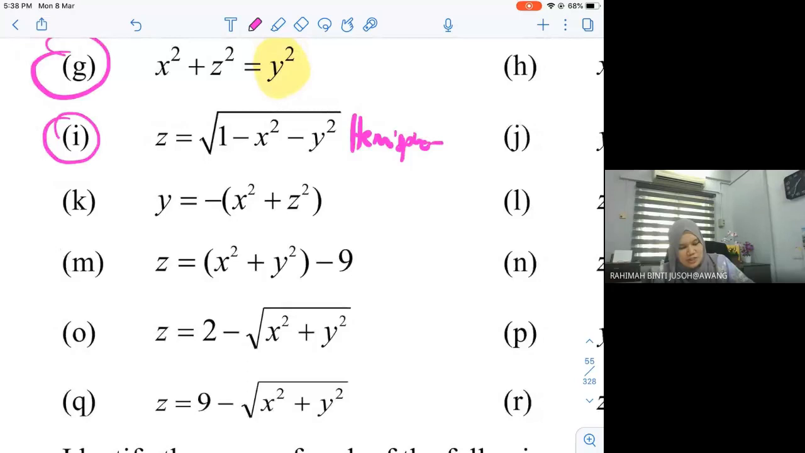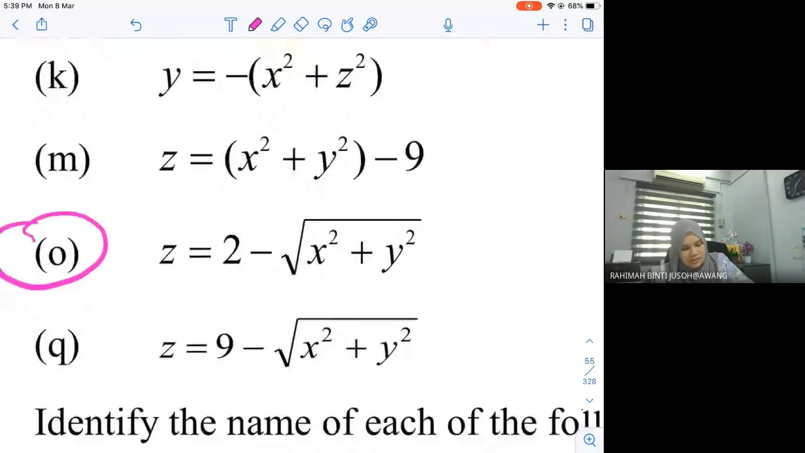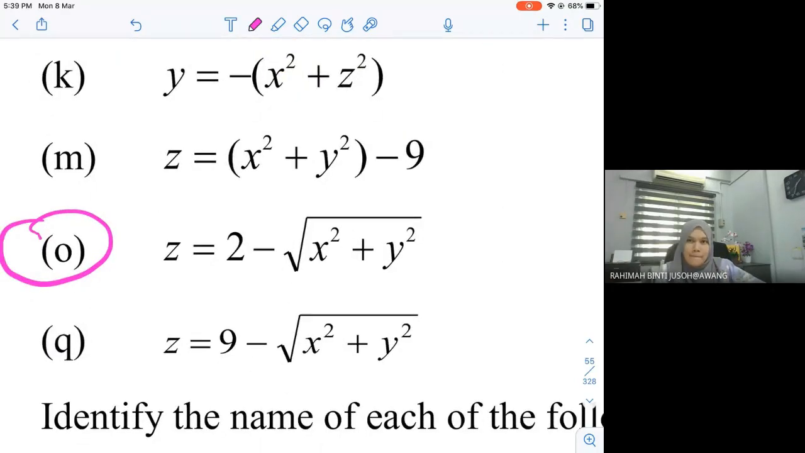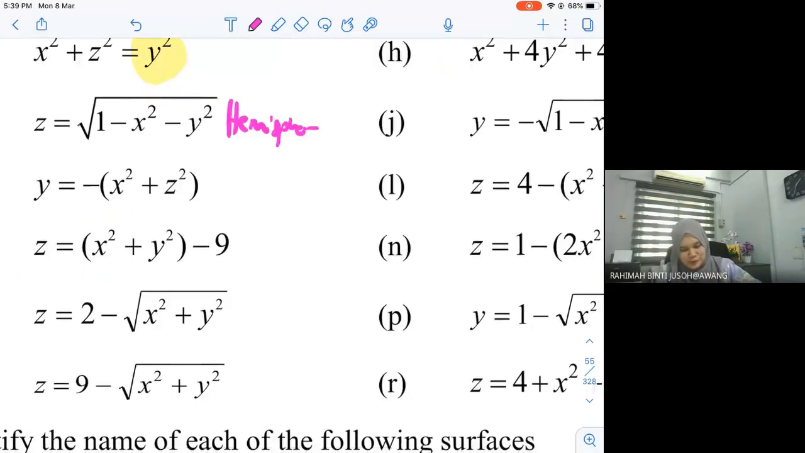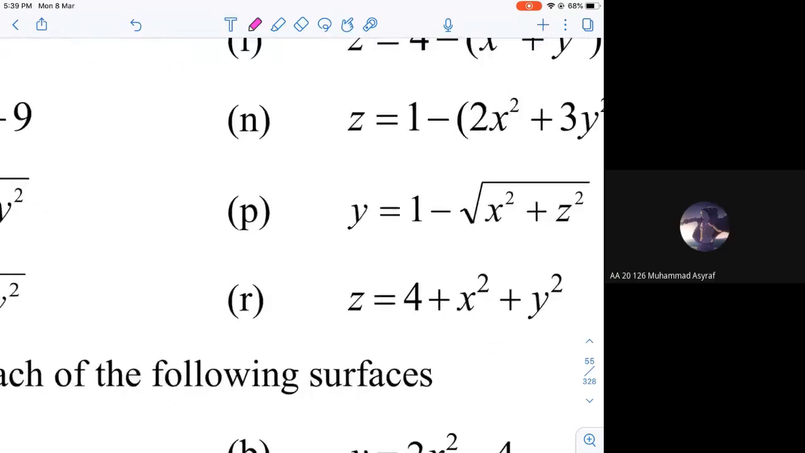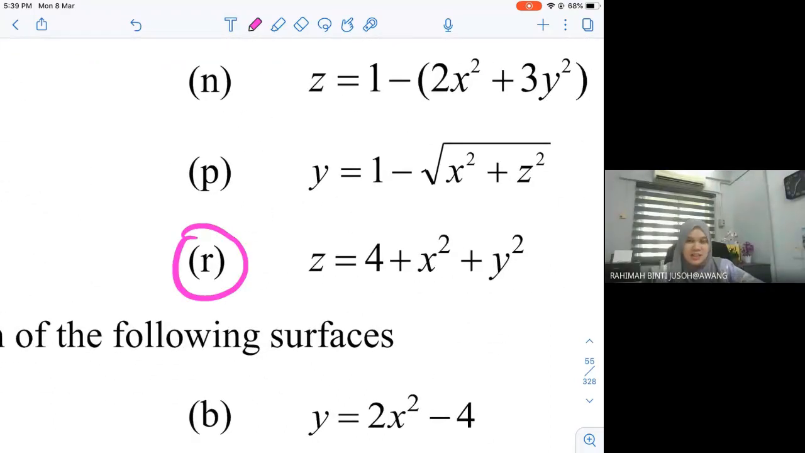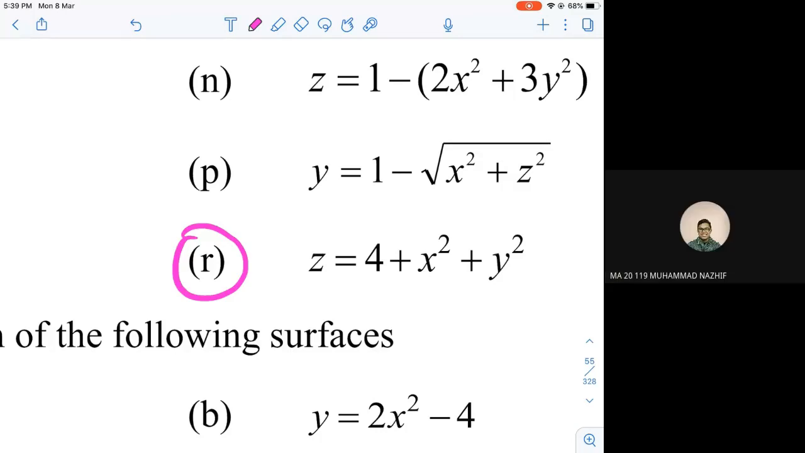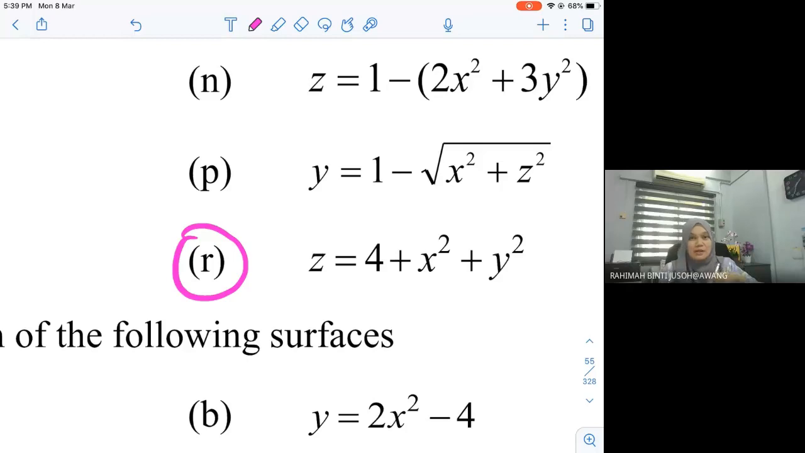How about this? Question number O ni? Cone. Okay, good. Itu adalah cone. Pandai. Cone. Okay, last one. R. Bentuk apa ni? Jangan tengok jawapan. Tengok ni je. Bentuk apa ni? Lama je fikir. Alright. Paraboloid. Very good. This is a paraboloid.